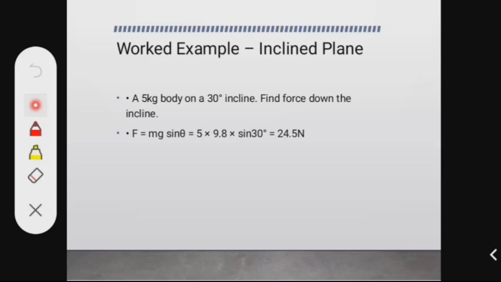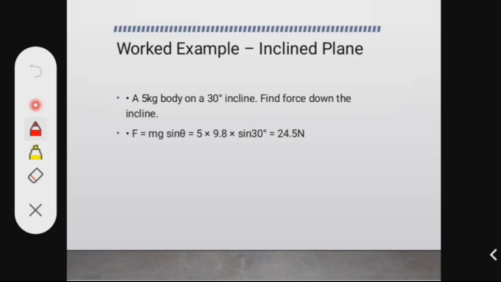So this example now, we have a 5 kg body on a 30 degrees incline, that is an inclined plane. Find the force down the incline. That is the force for the object to move down the inclined plane. This force is going to be parallel to the inclined plane, because for the object to move down the inclined plane, the force has to be in the same direction as the inclined plane.